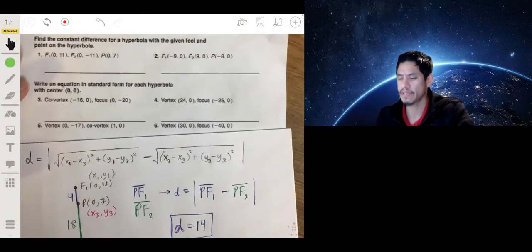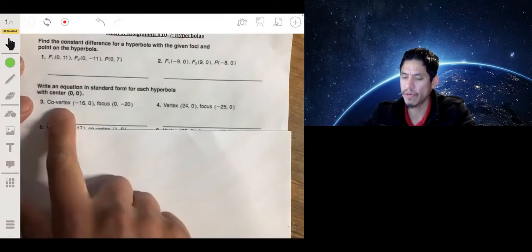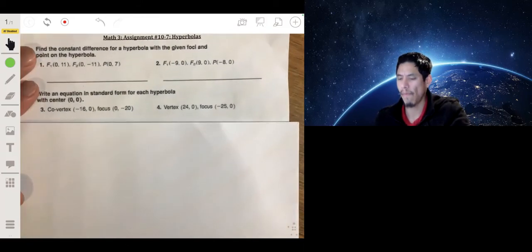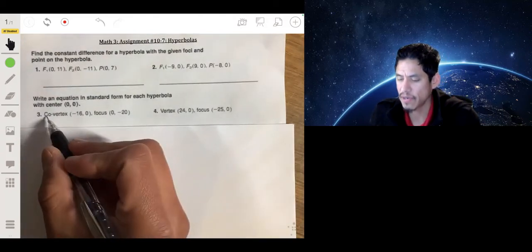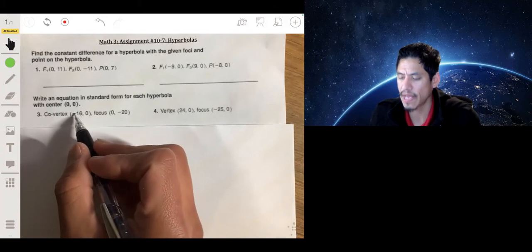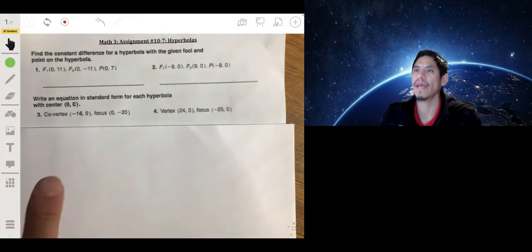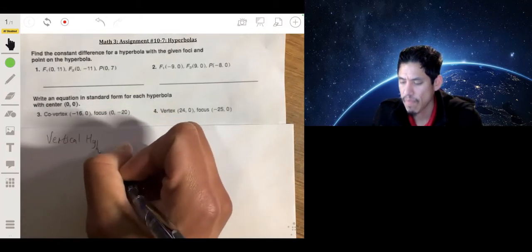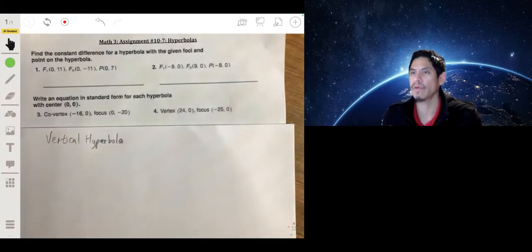All right, so let's now look at problem 3. We're going to find the equation for this hyperbola with the covertex at negative 16, 0 and a foci at negative 20. So the first thing we want to recognize is that since the covertex is at an x value, that means the vertices will be at a y on the vertical axis. So this is going to be a vertical hyperbola. First thing, always figure out whether it's going to be a vertical or horizontal hyperbola.